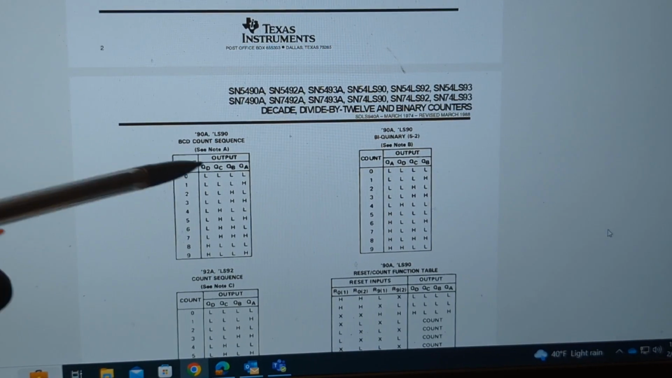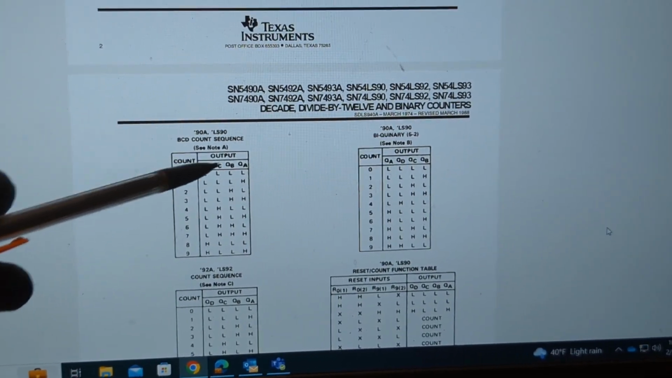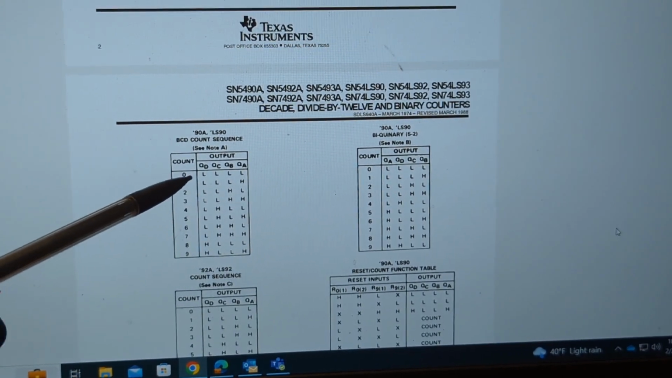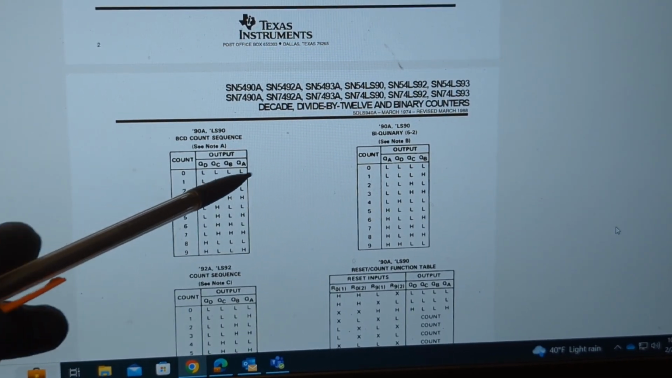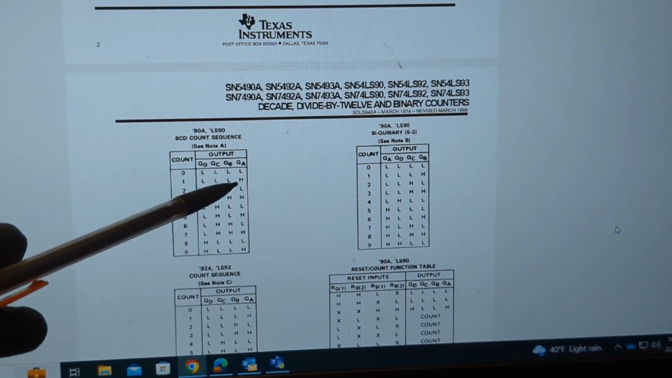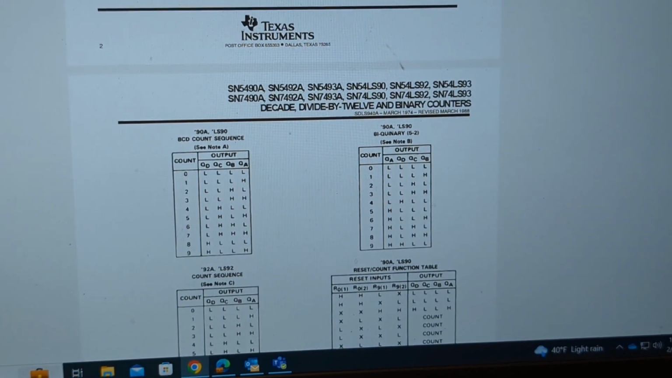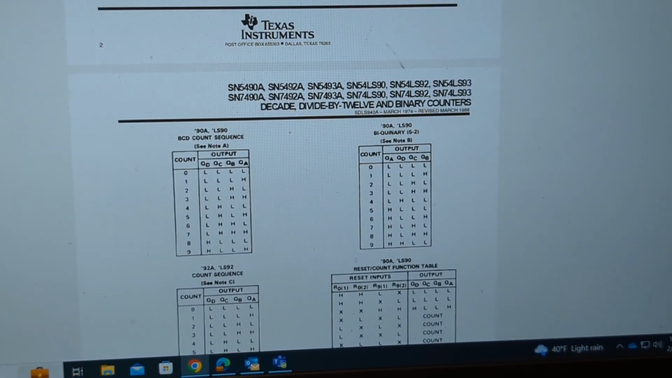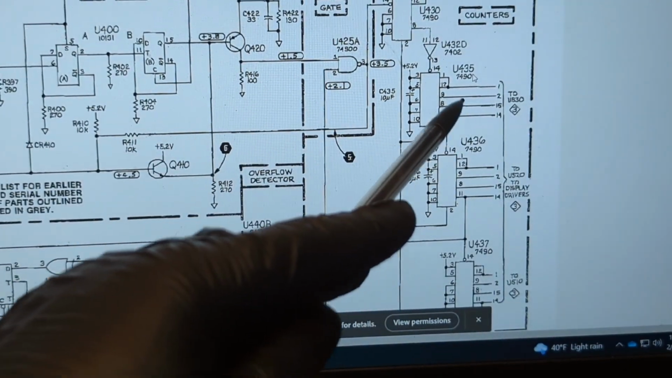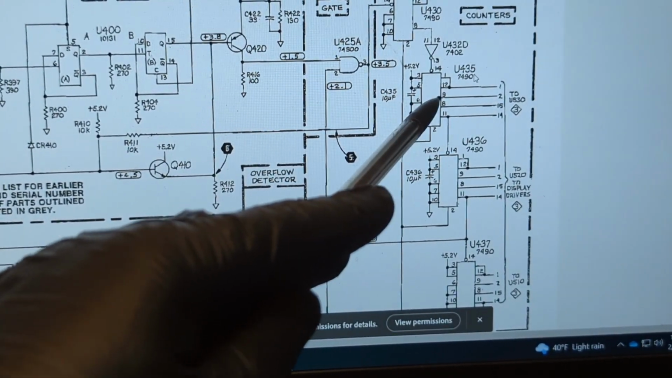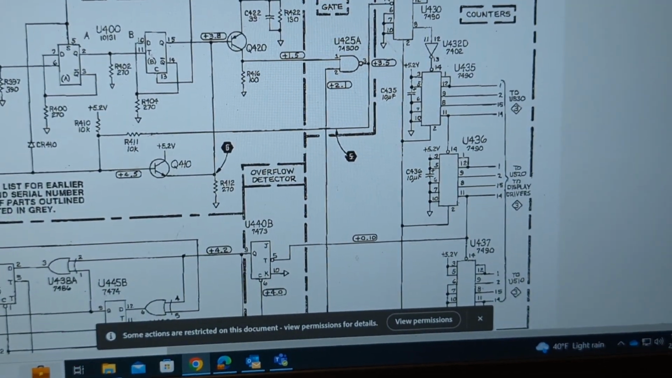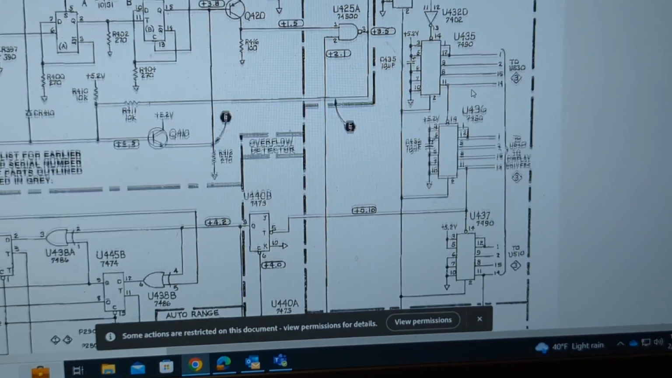Alright, so here are those outputs, Q sub D, Q sub C, Q sub B, Q sub A, right up there. And then at count 0, you're going to have all lows. Count 1, these will be low, but Q sub A will be high, and so on and so forth. That is the information that's coming out of these traces right here from each of the counters, the 7490s.